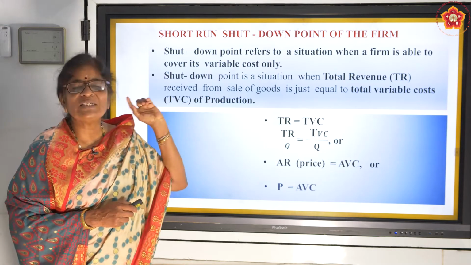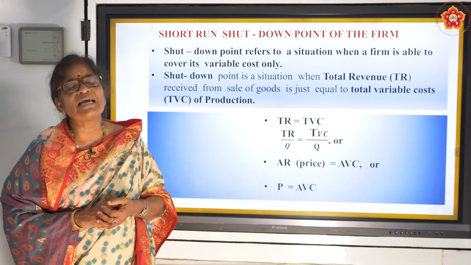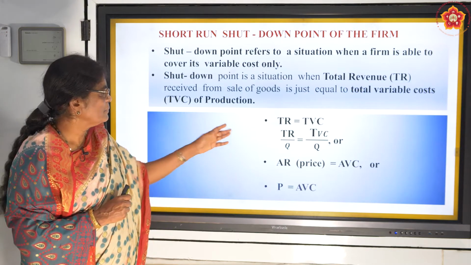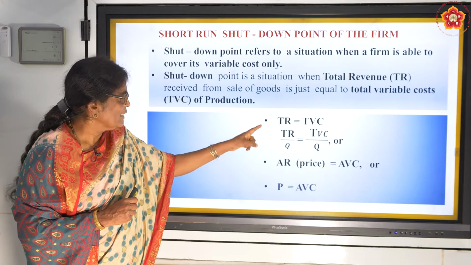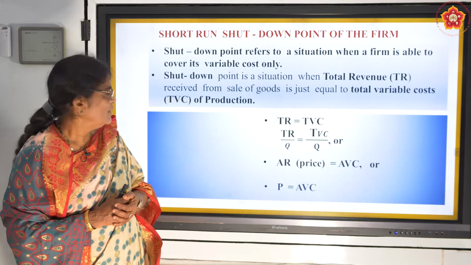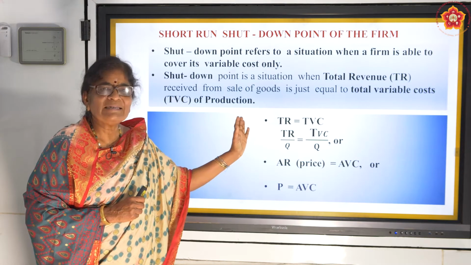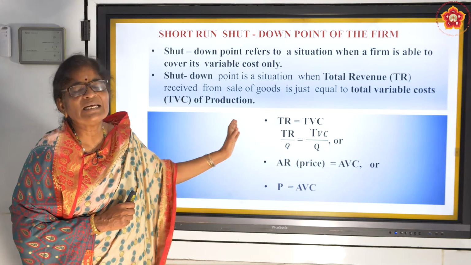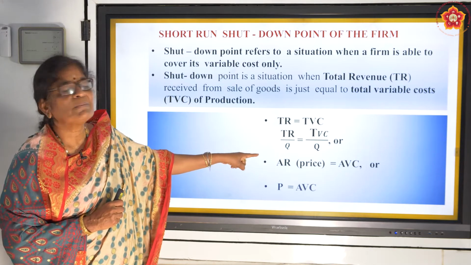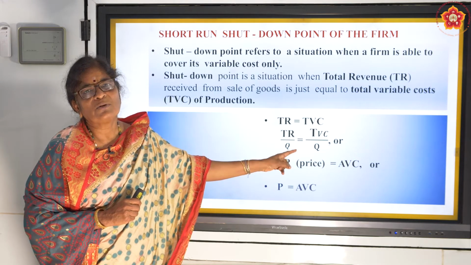The shutdown point is a situation where the total revenue received by selling the goods is exactly equal to the variable cost incurred by the firm. Therefore, in a mathematical equation, we can explain it: TR is equal to TVC at the point where shutdown is reached. In other words, we can divide both sides, right hand side as well as left hand side, TR by Q, the number of units of output produced by the firm, and TVC also by the same Q.